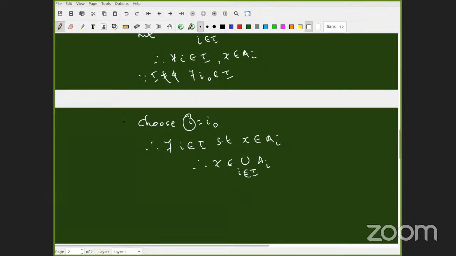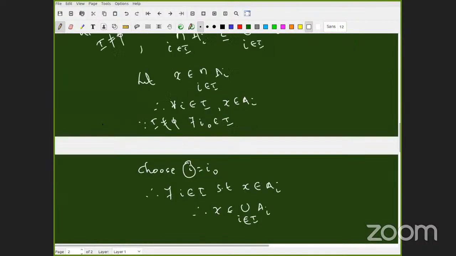Or you can simply, without saying this also, it's fine. There exists i0 in I such that X belongs to A_i0. Therefore, X is in the union over i in I. That's also fine. Okay. Please go through the proof.